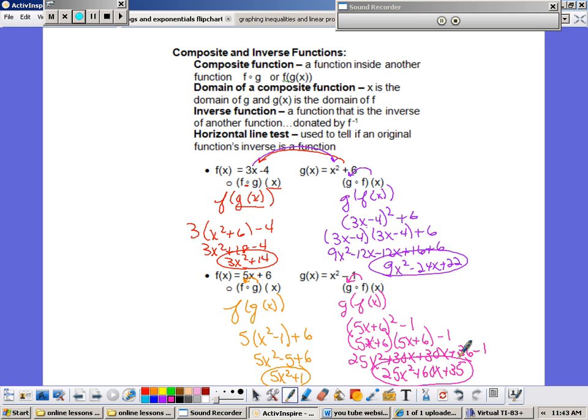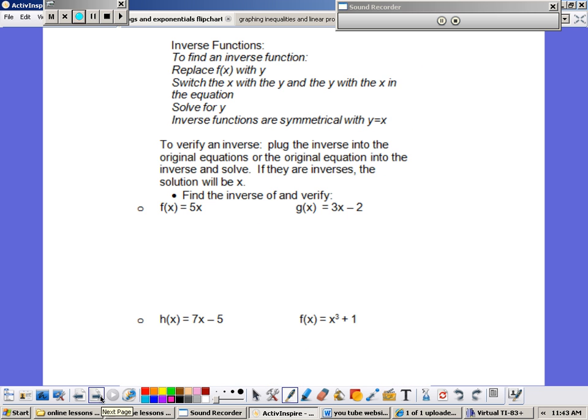So it's placing one inside of the other. In this case, they want us to keep x and place them in. Sometimes they'll give you a number to place in. Okay, the reason we're doing this is to find an inverse. Once you find the inverse, to verify it, you take one and plug it into the other. So you take the inverse and plug it into the original to find out if it's an inverse. And this is how you find an inverse.